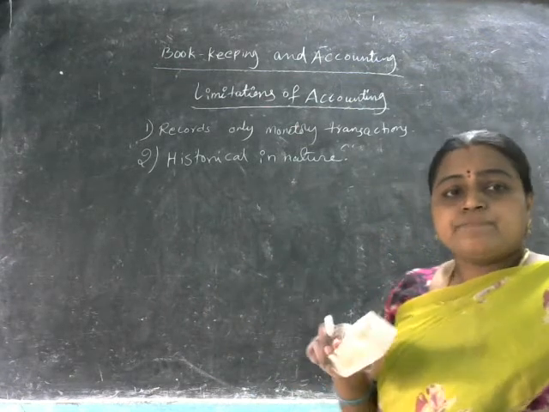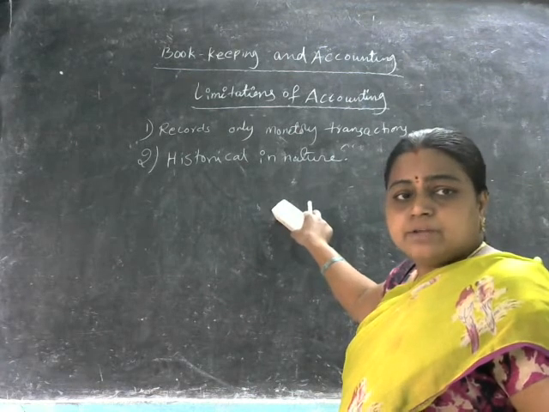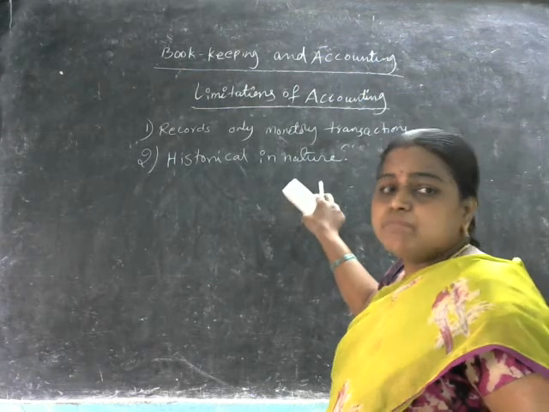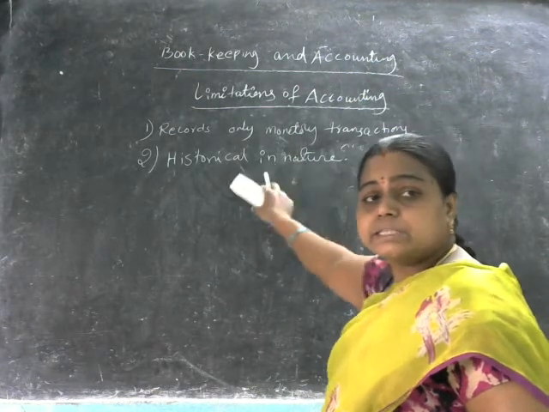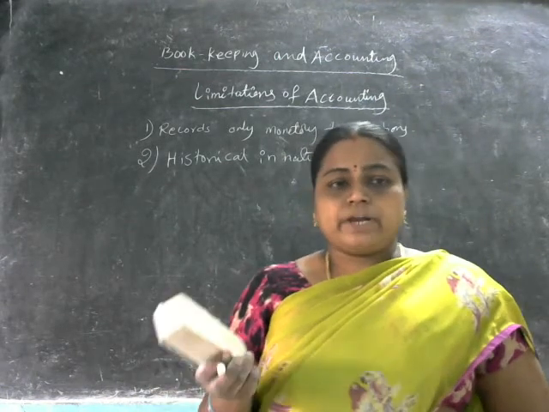So the past transactions only are going to be recorded under the books of accounting. The future and forecasting transactions are not going to be recorded under the books of accounting here. So that's what we are calling accounting, it is historical in nature. So that is the limitation of accounting here.